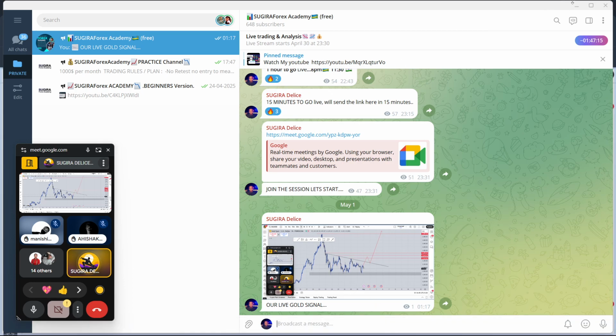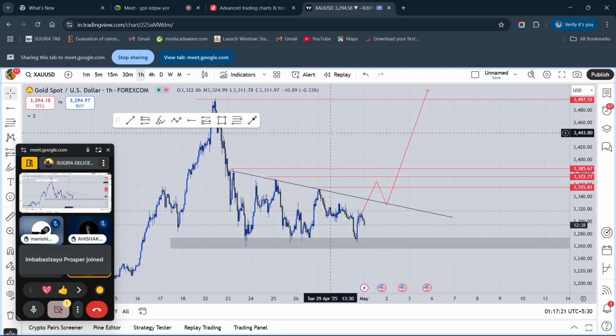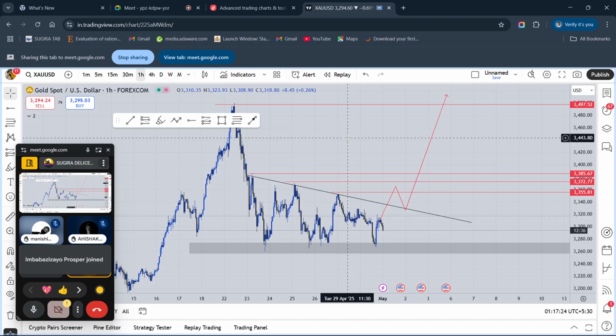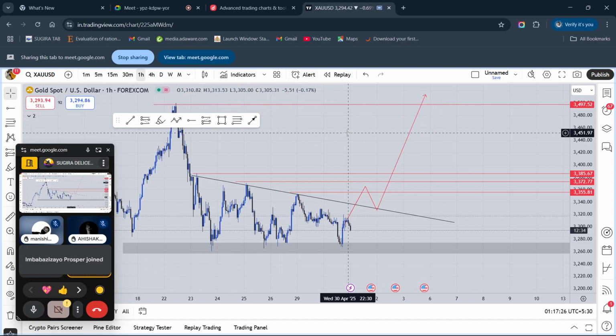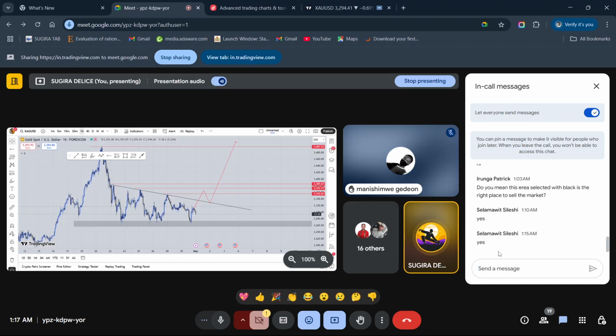This is our signal on GBP right here. This is our signal. So now we are going to analyze. Is it clear, everyone? For those who are analysts of it, for those who trade it, are we on the same page? Do we agree on this one?